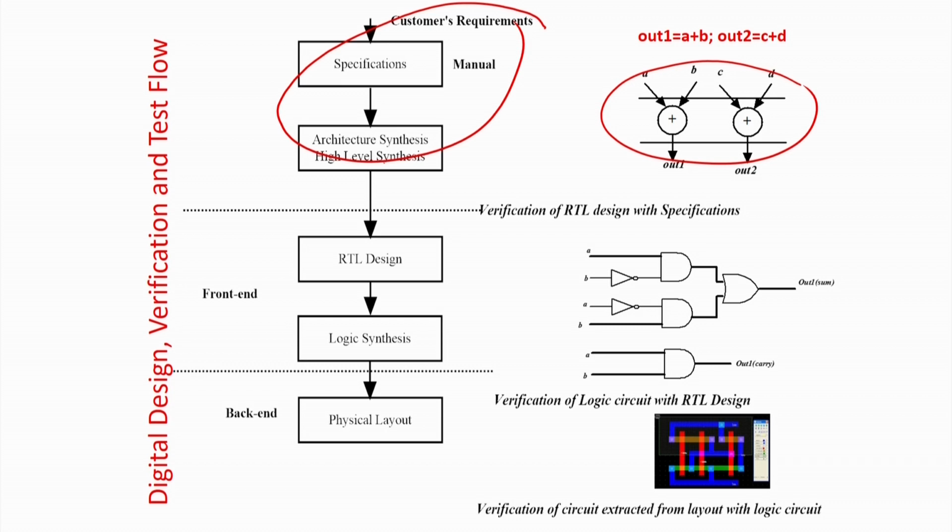Then we go for high level synthesis, in which we decide whether we have to use an adder or a multiplier, or how it will look in terms of several block level designs. In this case, as you can see, I have taken a very simple case. We require two adders to produce out 1 and out 2.